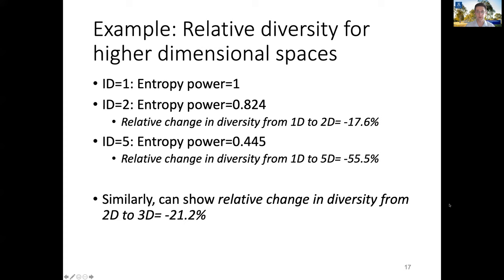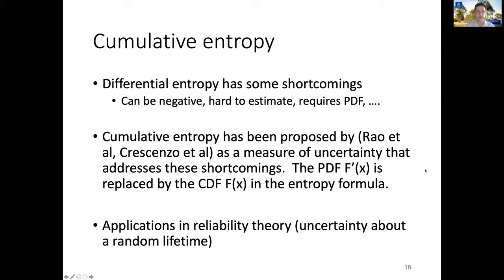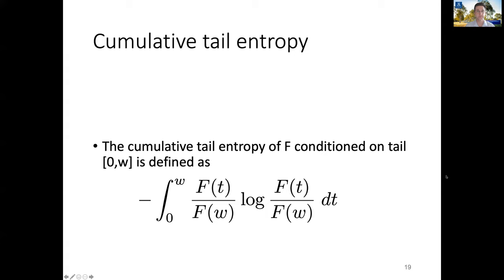In the paper, we also look at a variation of entropy. We don't just look at differential entropy, but we also look at something called cumulative entropy. It's been proposed by Rao et al. and Crescenzo et al., basically because differential entropy has some strange behavior. It can be negative. It's also hard to estimate and assumes you have a PDF. So cumulative entropy is quite simple. It's really just replacing the PDF F' by the CDF in the entropy formula. And it's been shown that this has some nice applications in reliability theory. So cumulative entropy, this is the way it's defined. See that we're using the CDF here rather than the derivative of the CDF in this cumulative entropy formula.